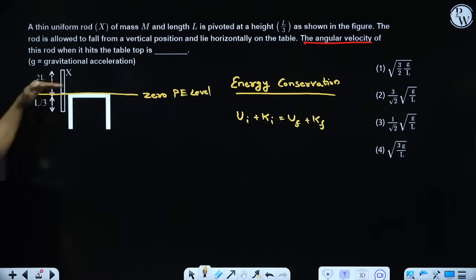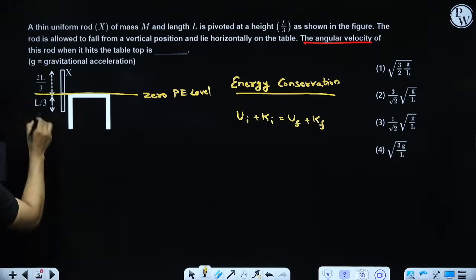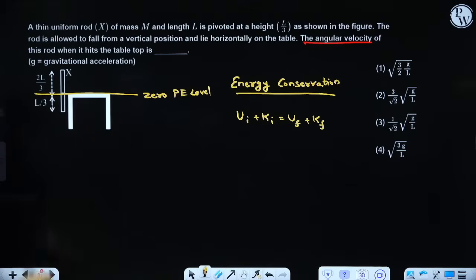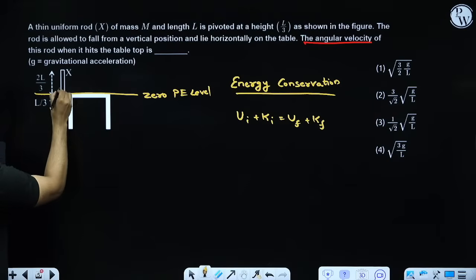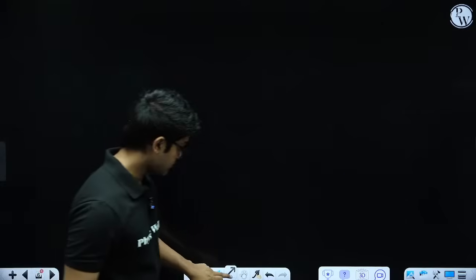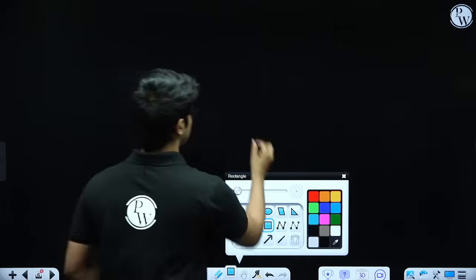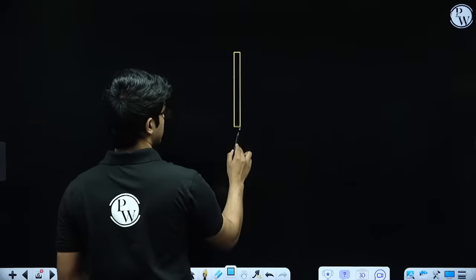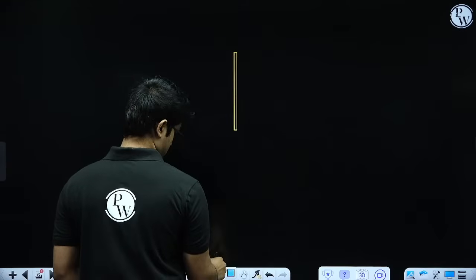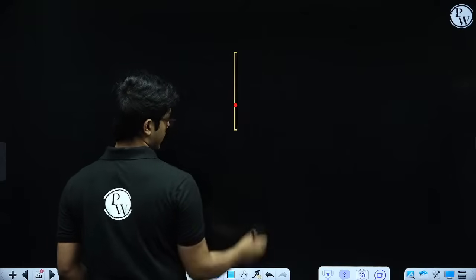Initially the center of mass is not at the hinge, guys. The center of mass is above, because this is a thin uniform rod, so the center of mass will be at L by 2 from the bottom end of the rod. We can make a different diagram because that diagram is not that clear. So this is our rod and the hinge was at this point somewhere over here.